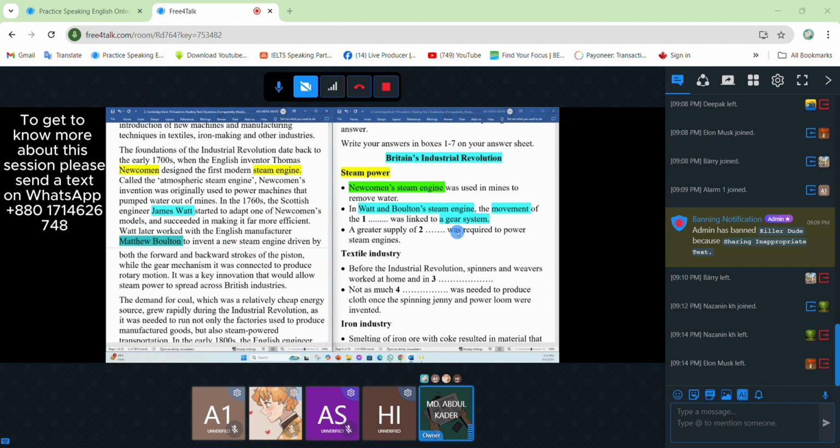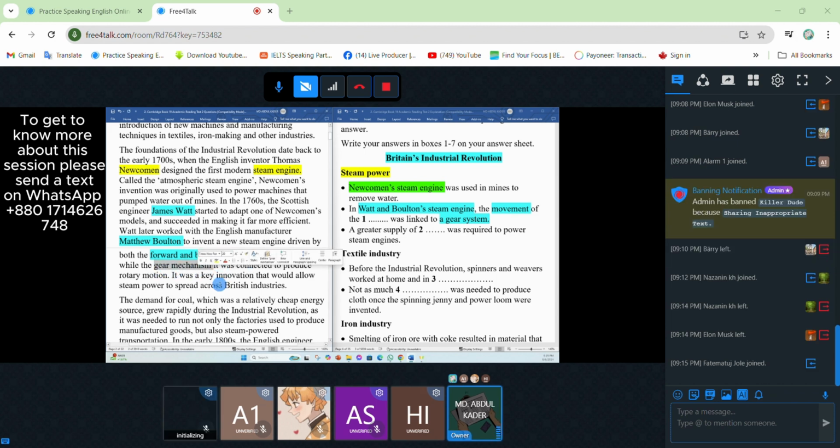Now we should find the word movement. Okay, so instead of movement, we got the words forward and backward. Isn't it? Forward and backward. A gear system. What about a gear system? Yes, we've got the words gear mechanism. So the next word we've got is called gear mechanism, right?